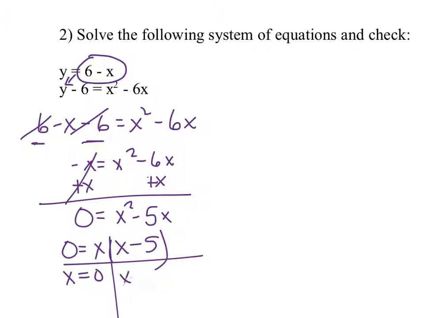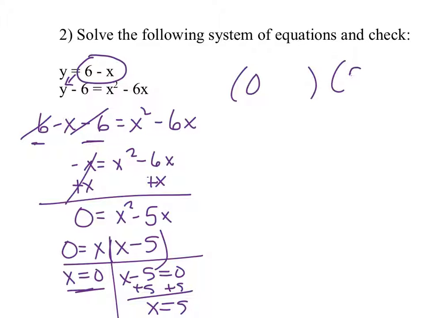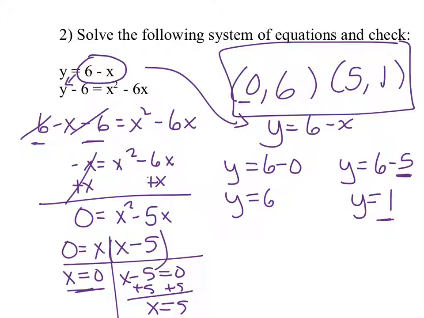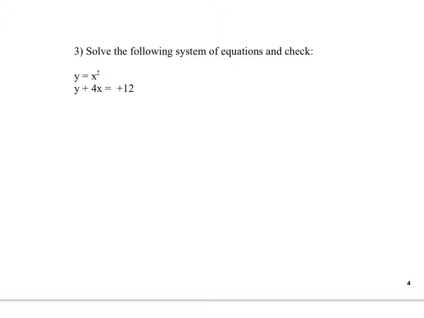You set this one equal to 0, this one equal to 0. So x is 0 and x is 5. So those are our two numbers for x. Now we have to plug them back in for y. So again, I'm going to do the linear here. Plug 0 in. So y is 6. And then I plug 5 in. And y is 1. So when I plug the 5 in, I get a 1 out for y. Done. So you just have to be able to solve quadratics. And that's really it.